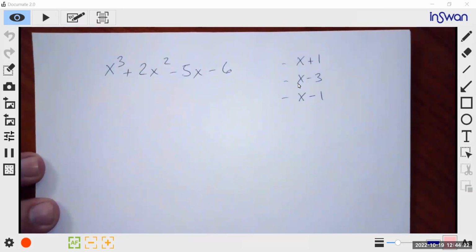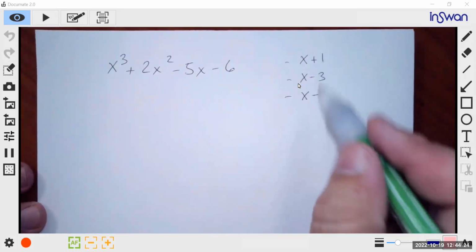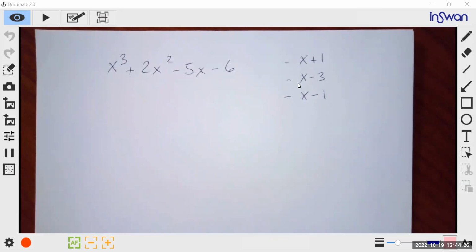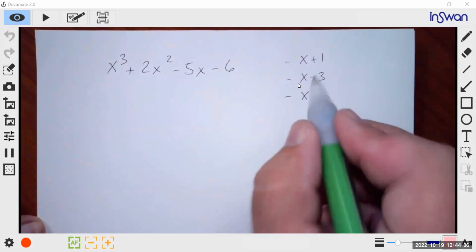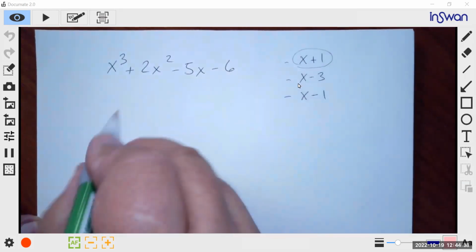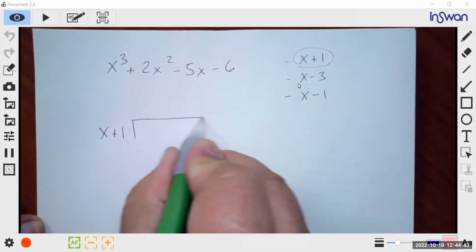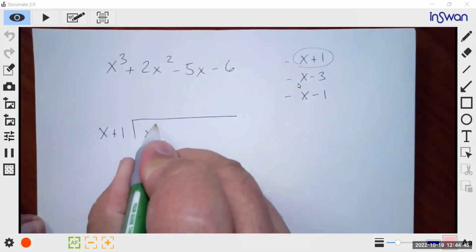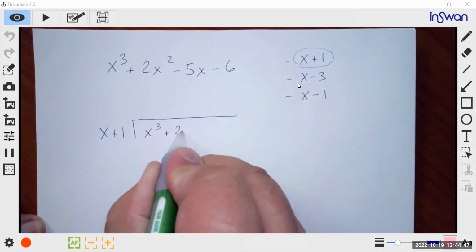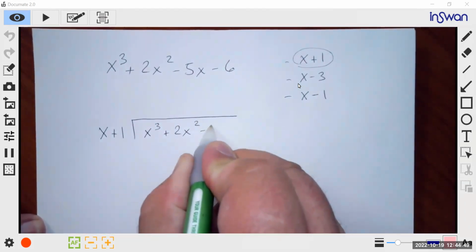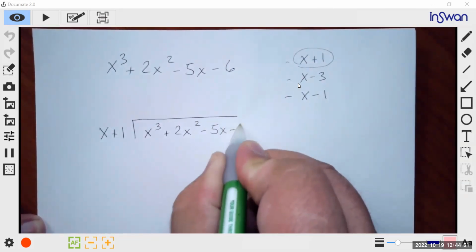Do it with all three of these to see which ones are actual factors of this equation. So let's try the first one. We have x plus 1 going into x cubed plus 2x squared minus 5x minus 6.